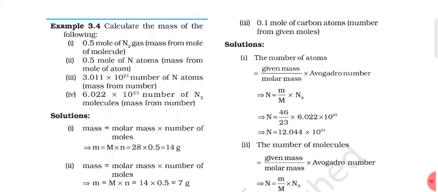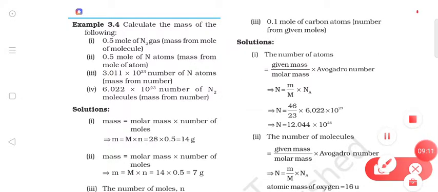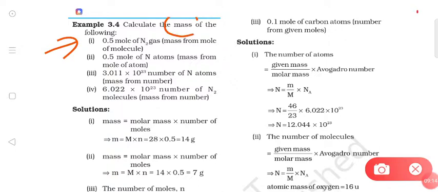Now let's reach example number 3.4. Dear students, look at what we need to calculate. We need to calculate the mass from the given quantities. Here in question number 1, it is written 0.5 mole of nitrogen gas, and we have to calculate the mass from the moles of molecules. So dear students, we are given the total number of moles, that is 0.5 mole of nitrogen gas, and we have to calculate the mass.